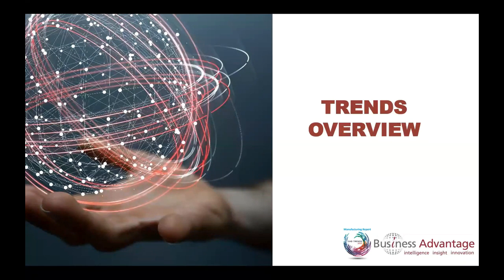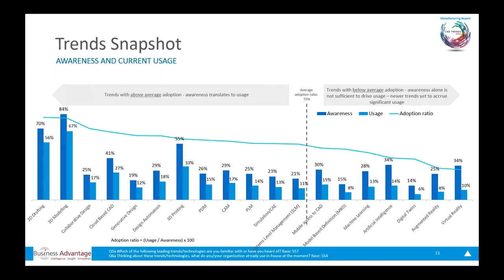So, as I mentioned, I'm going to give you a quick snapshot of some of the key trends, and the results here are shown just at an overall level, and as I've mentioned, Nicola will go into detail on many of the individual trends. Next slide, please. So we start by looking at the overall awareness of the 19 trends and stacking these alongside current usage to be able to understand the level of adoption or the correlation between awareness and usage.